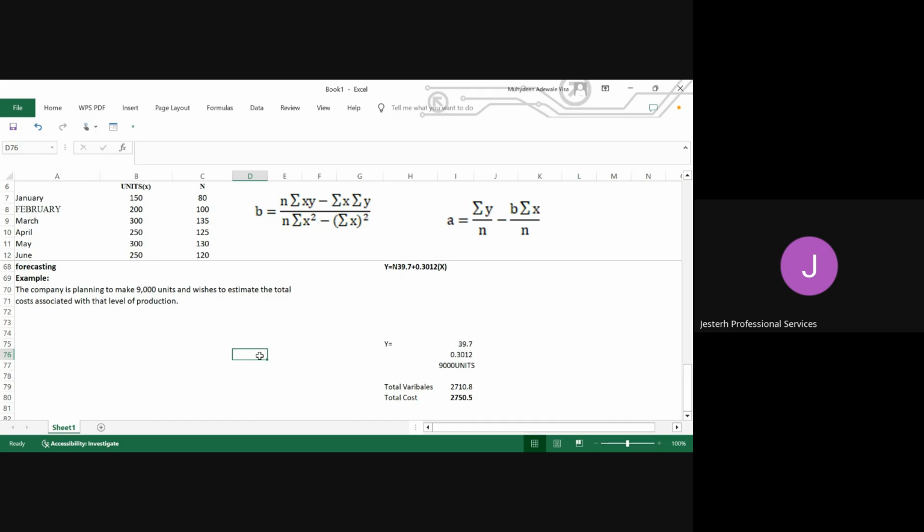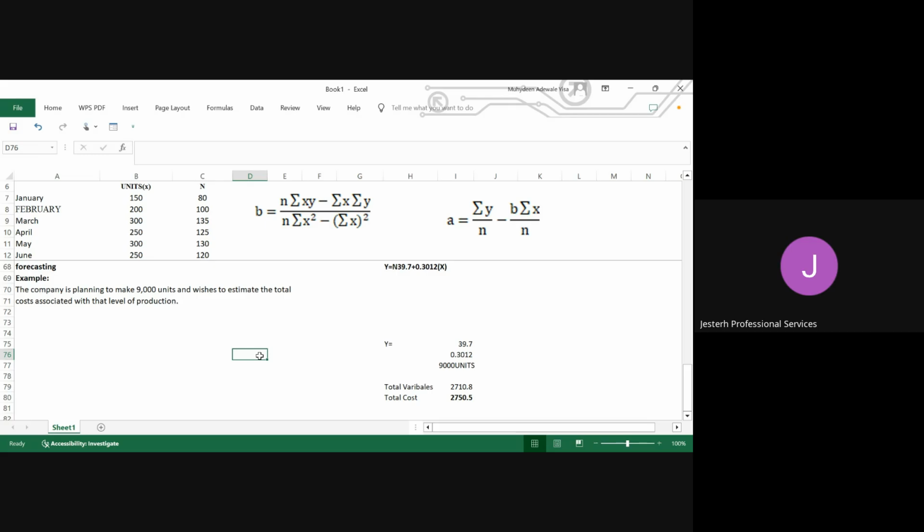And then they wish to estimate the total cost associated with the level of production. Now, the first thing that will come to your mind is, what is the formula? If you do not recall the formula, it will be difficult for you to apply it. You need to know the formula. Y is equal to A plus B multiplied by X.